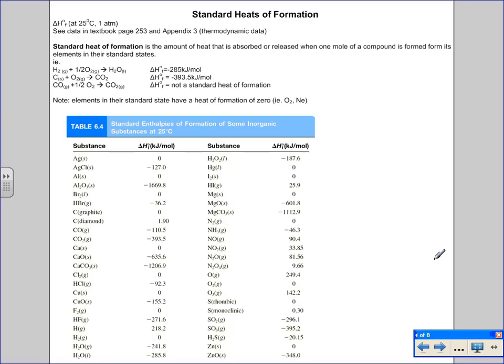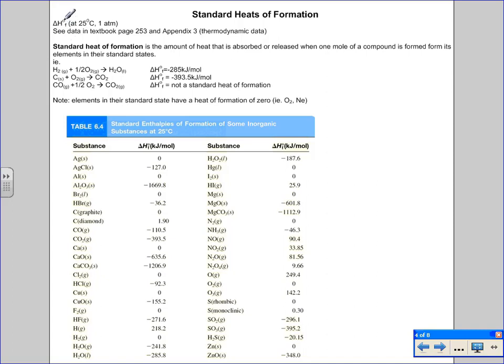The final way that we're going to find the delta H for a reaction is using something called standard heats of formation. Before we look at how to use standard heats of formation, we need to first look at the definition of standard heats of formation and understand that. The symbol for heats of formation is delta H naught F. Okay, delta H being the enthalpy.